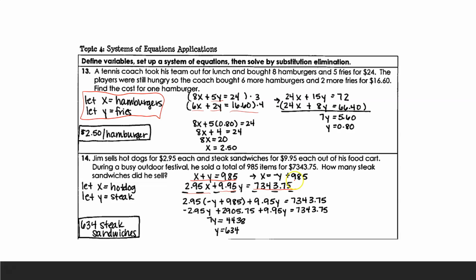Okay, so now I isolated x here. I used substitution and then plugged it into that equation and solved for y. So y is the steak sandwiches, so there are 634 of them. And you don't need to do anything else because that's all they're asking for.